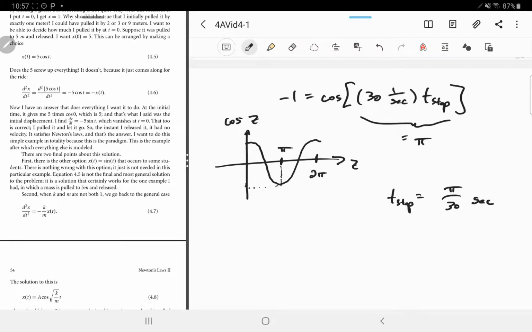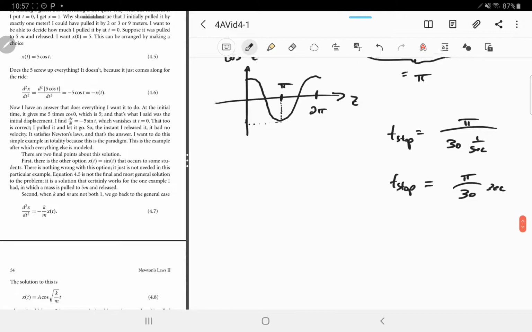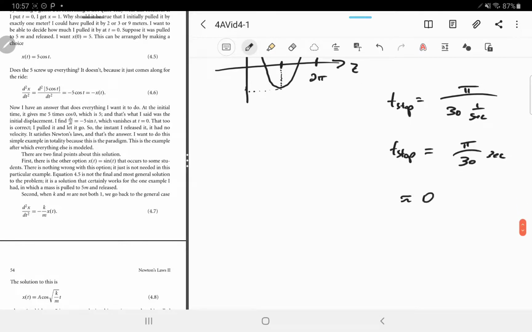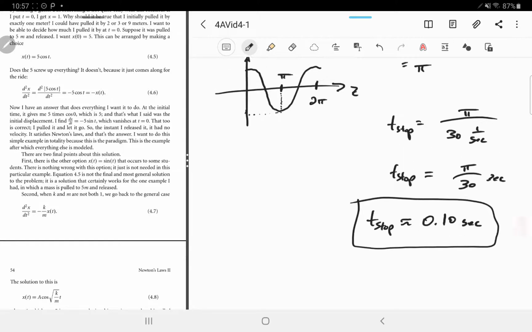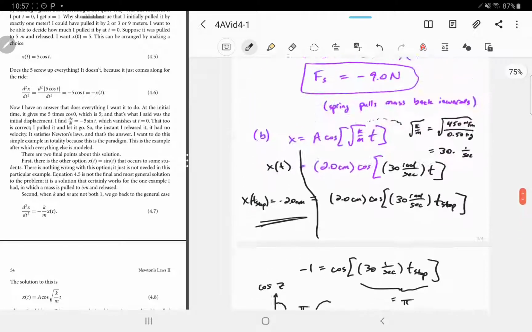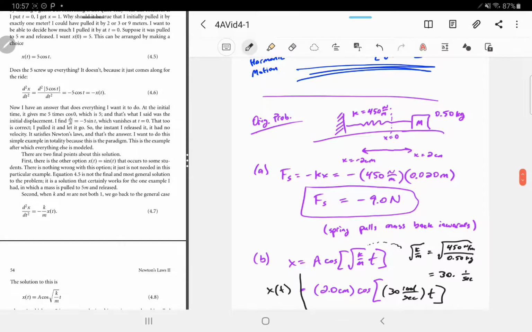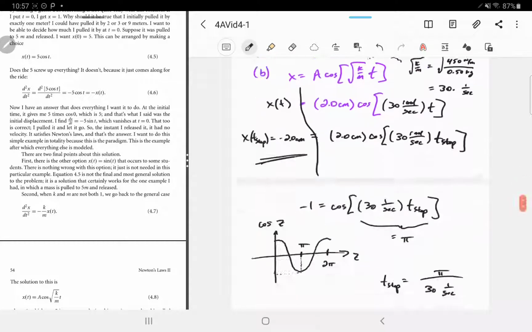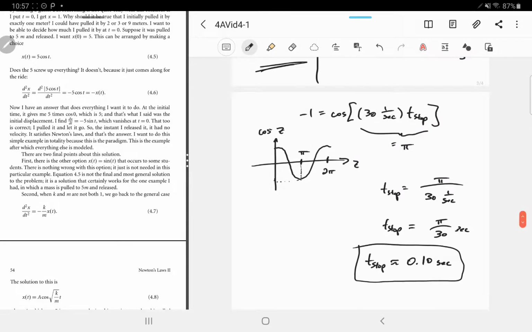Let me actually write it this way: pi over 30 times 1 over seconds. But then the 1 over seconds in the denominator just becomes seconds in the numerator. So this is pi over 30 seconds. Right, so this is approximately 0.10 seconds, 10 milliseconds. So it only takes a tenth of a second for this mass to go to the left and then momentarily come to rest. So it's oscillating pretty quickly. Twice this time it would come back to its original position.